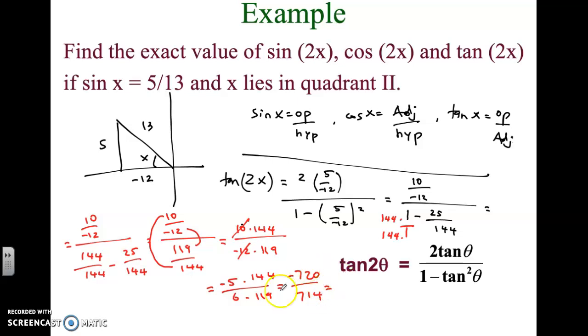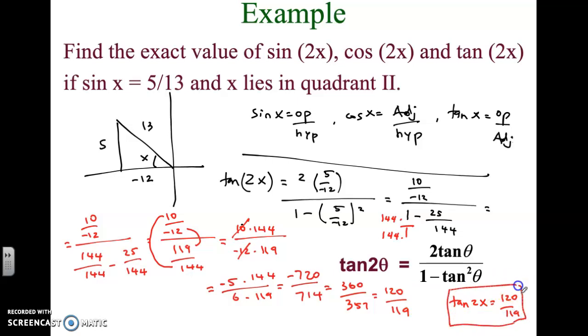The idea is to keep reducing this fraction. Divided by 2, this is going to be 360, and divided by 2, 357. I'm not really sure if I can reduce this. Divided by 3 is 120, and divided by 3 is 119, and I believe there's nothing else I can do with that. Therefore, tangent of 2x is equal to 120 over 119.